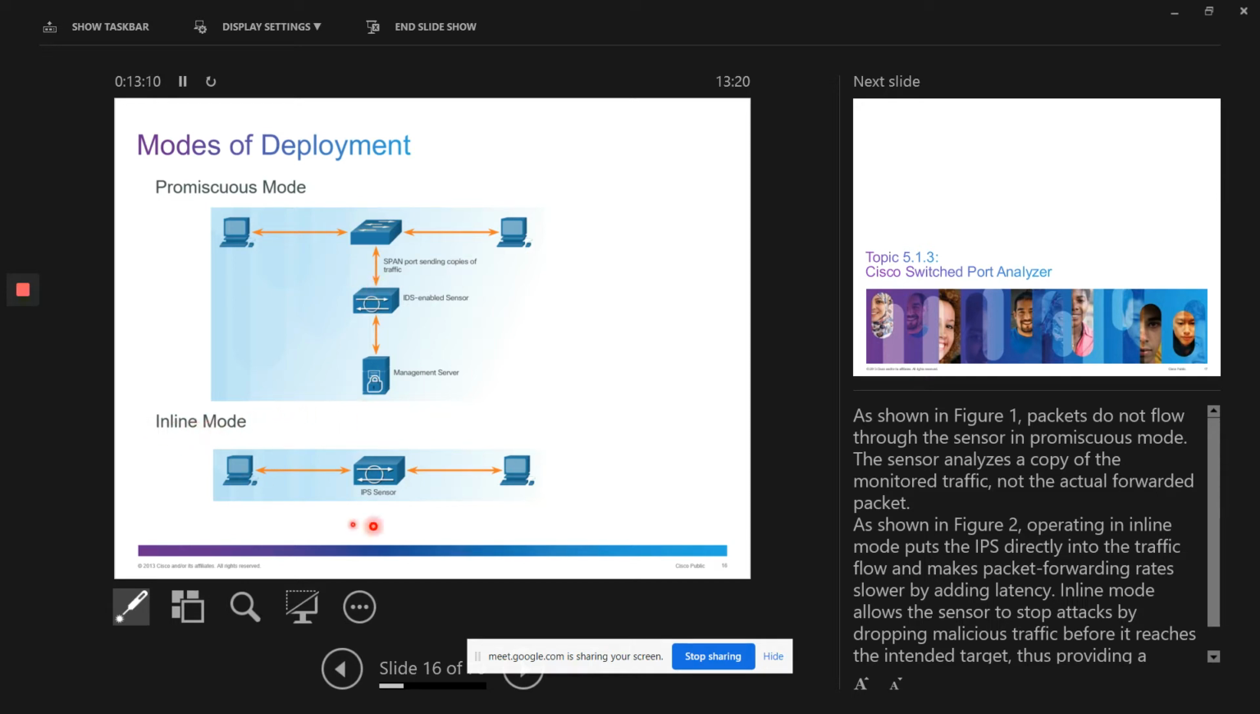While in inline mode, you place your IPS system in between your devices, and it will monitor each and every packet. So those are the two modes through which you can deploy the IPS system.